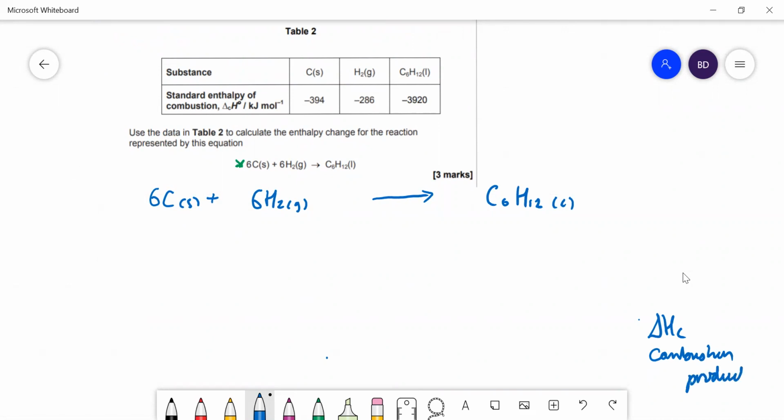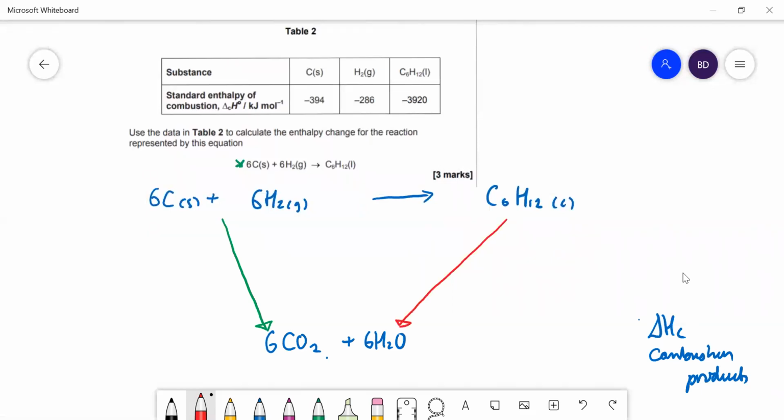If you're given delta HF data, you would put down elements in the standard state, but now we've got delta HC. So the combustion products are going to be carbon dioxide and water, and it's going to be 6 carbon dioxides and 6 waters, if you want to balance it. Do we draw our arrows up or down? Well, we're burning these things to make the combustion products, so the arrows go down. Draw that one there and that one there.